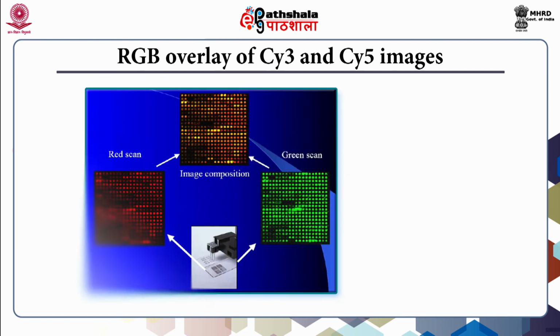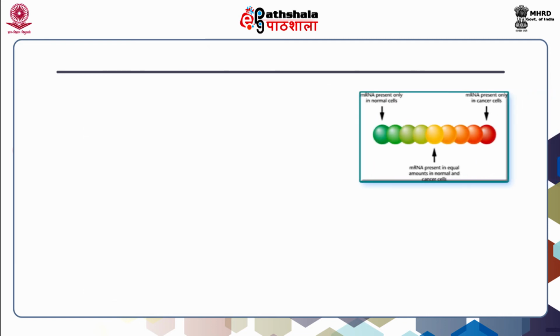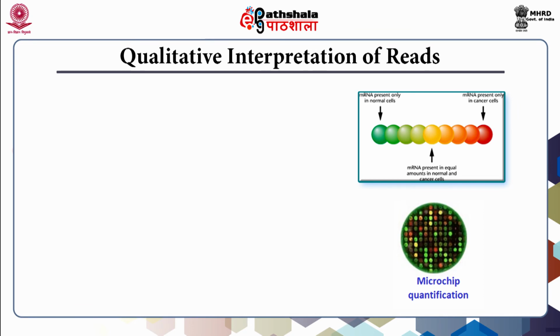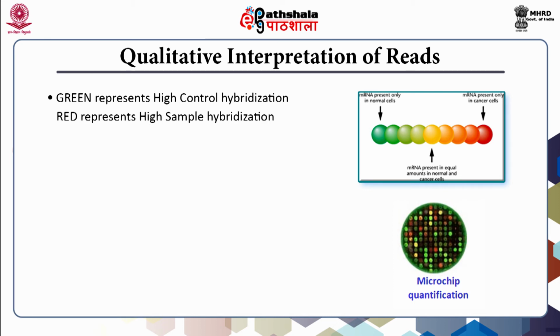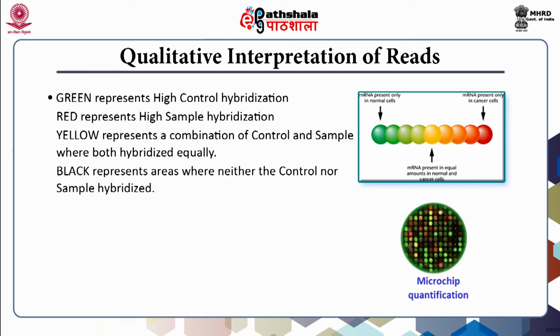The data analysis involves the image analysis that is undertaken after the RGB overlay of the Cy3 and Cy5 images. As we can see, a nice image that is demarcated by the dual channel array. Following that, we can understand the qualitative interpretation of the reads, where the green represents high control hybridization, the red represents high sample hybridization, the yellow represents a combination of control and sample where both have hybridized equally. Black spots represent the areas where neither the control nor the sample is hybridized.